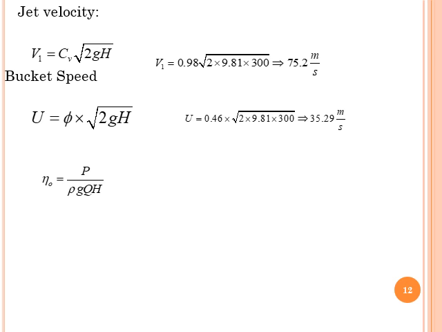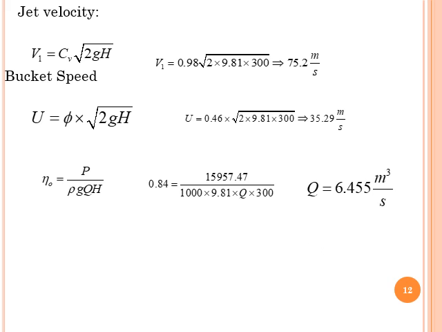Overall efficiency is equal to the power developed divided by the power available at the inlet of the rotor, or the power supplied by the water. Here the overall efficiency is known. The power produced by the individual turbine is 15,957.47. The density of water is 1000, g value is 9.81, the discharge is unknown and the head is given as 300. Hence the discharge through this turbine is 6.455 meter cube per second.